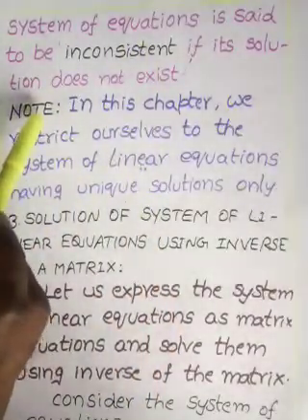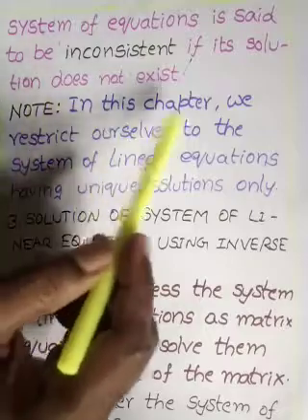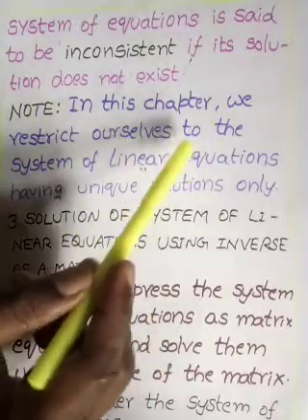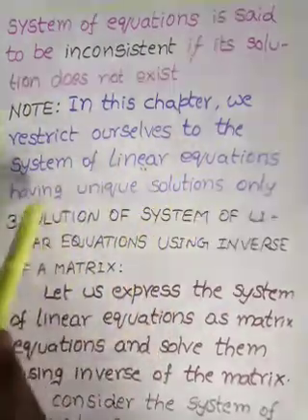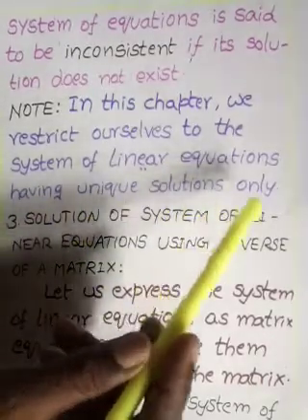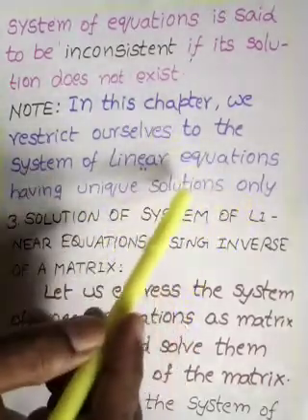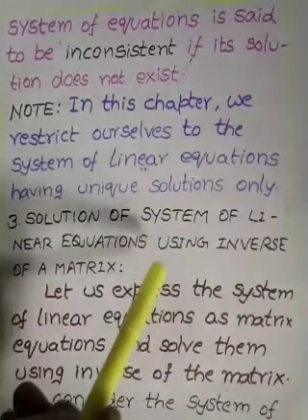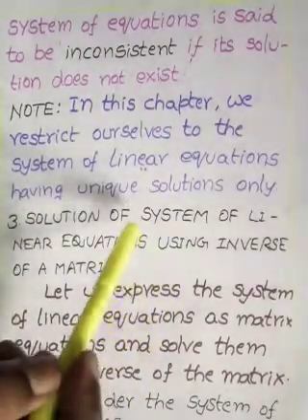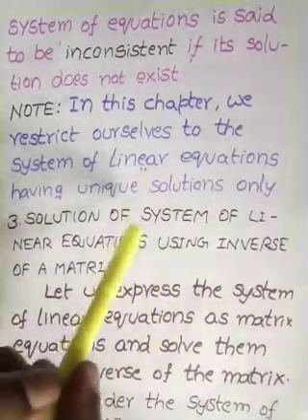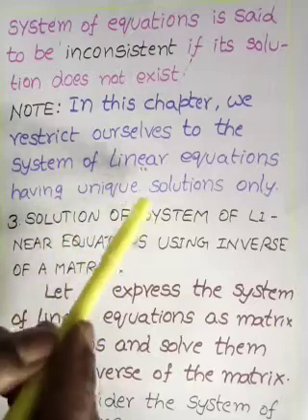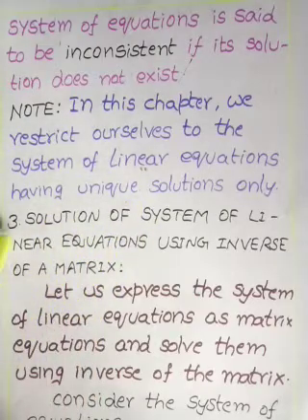Now come to this point. Note this point. Remember this point. In this chapter, we restrict ourselves to the system of linear equations having unique solutions only. Remember this point. In this exercise, we get some solution for the given system of equations. Okay, my dear children. Now come to the point number 3.